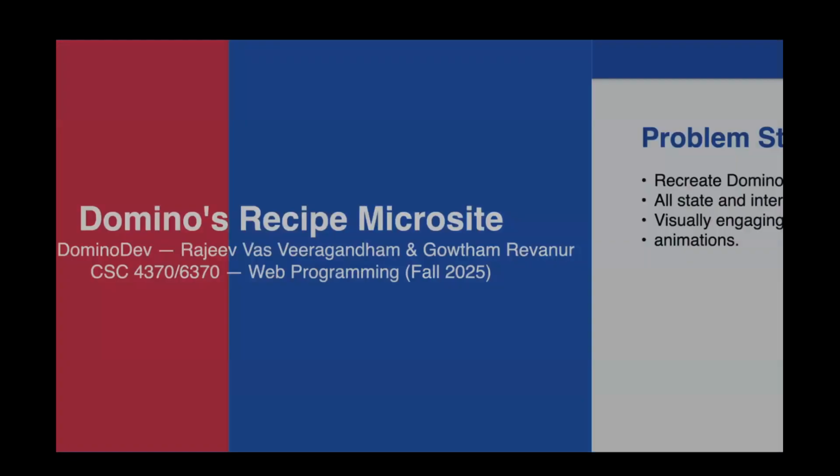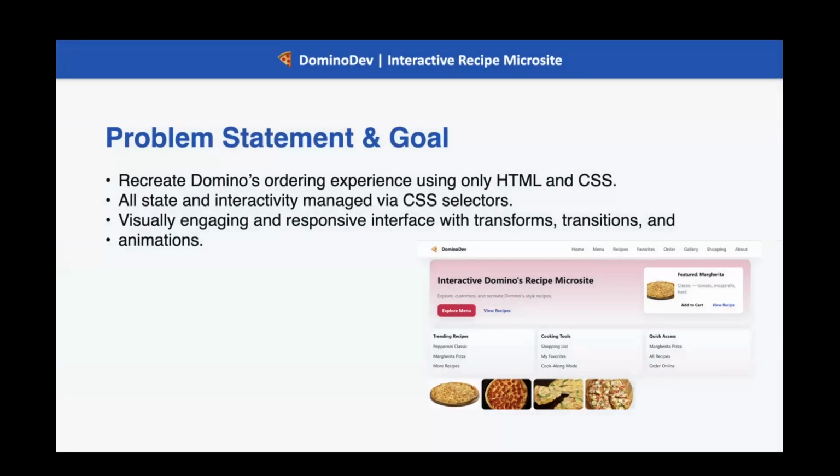The main problem statement and goal, the challenge we set for ourselves, was to design a fully interactive food ordering website using only front-end technologies. We wanted to mimic a real Domino's style interface where users can browse pizzas, view details, add them to the cart, and even place an order, all using HTML and CSS logic. Our goal was to make the website both visually engaging and functional, showing that CSS can go beyond design and handle interactive behaviors as well.